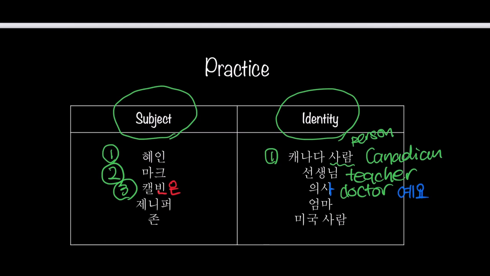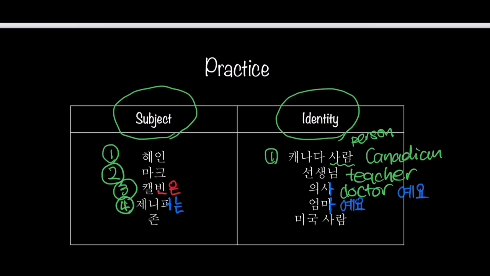What about number 4? Jennifer ends in a vowel, so it's going to use the subject particle 는. Jennifer는. 엄마 ends in a vowel, so we're going to use the conjugation 예요. So we're going to say Jennifer는 엄마예요.